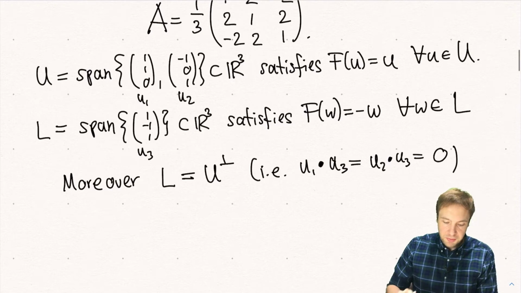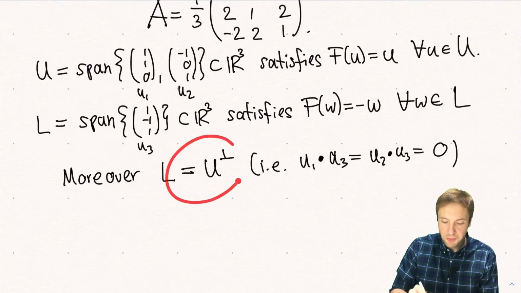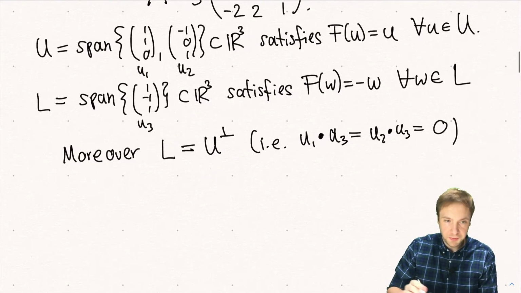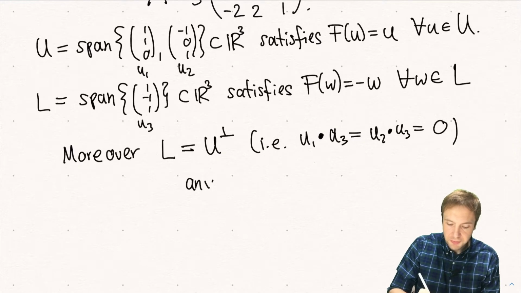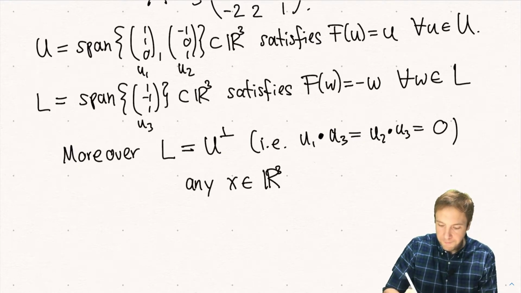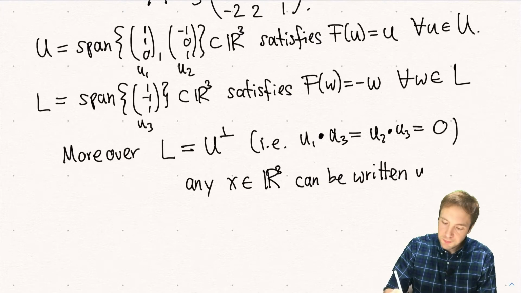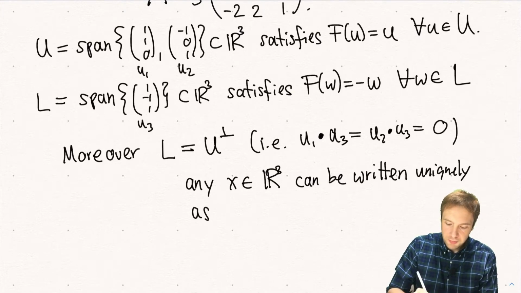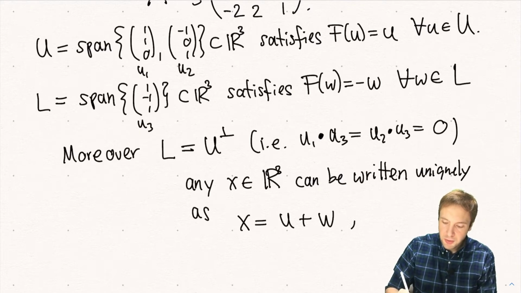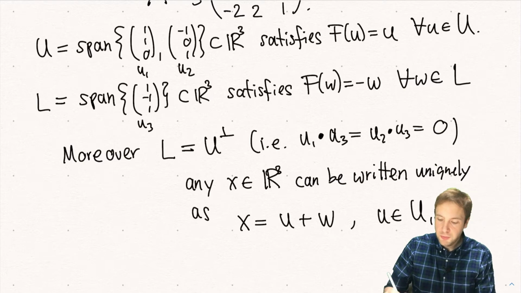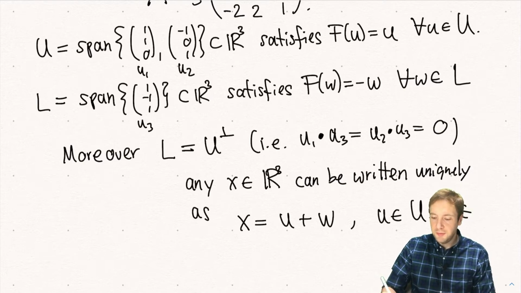And also being the orthogonal complement, we learned, means any vector in R3 can be written uniquely. So there's just one way to do this. So x can be written as some u plus some w, where this u is in the subspace U and this w is in the subspace L.